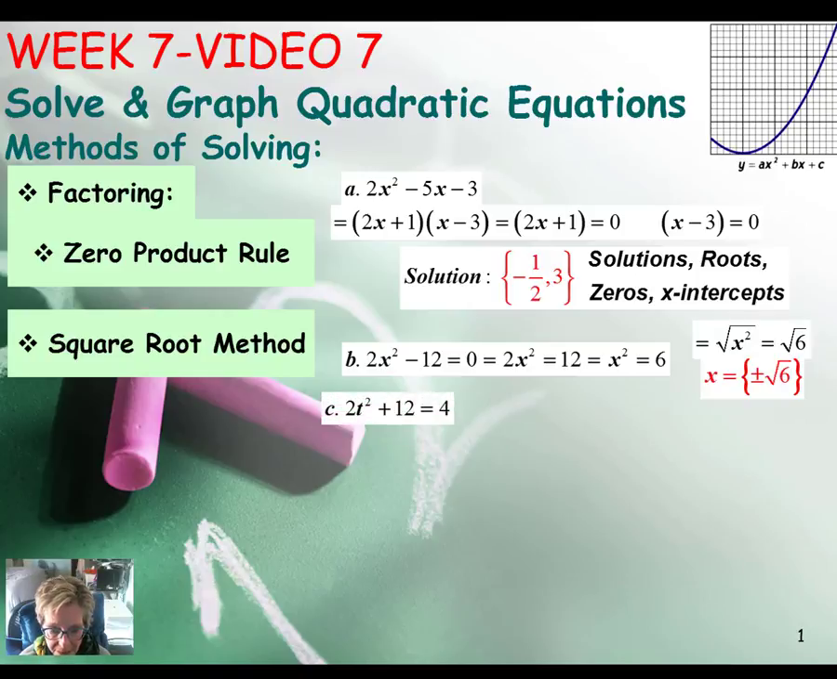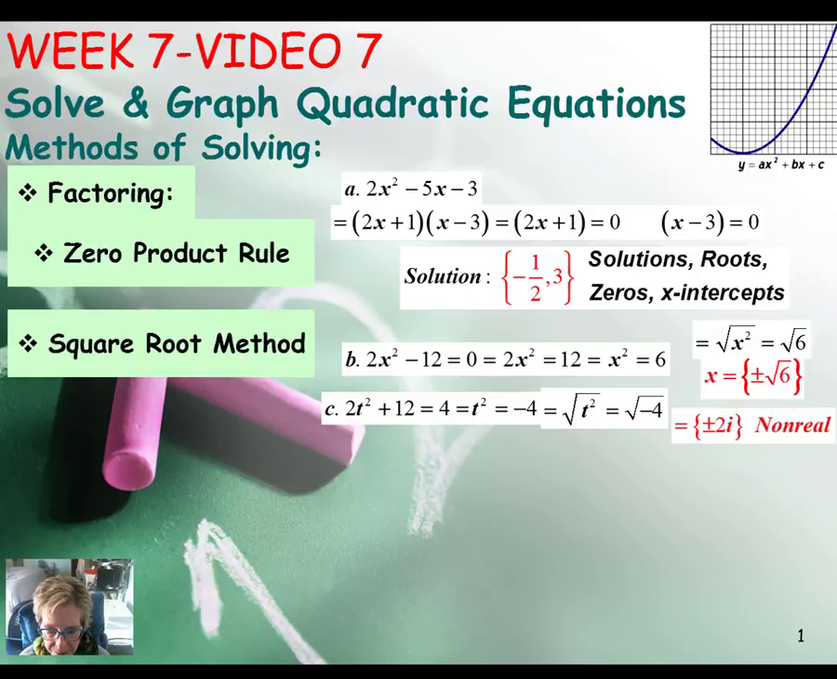Our next example is 2t squared plus 12 equals 4. The first step is to isolate the t squared on the left-hand side and divide by 2. I skipped a couple steps there. I hope you're okay. I'm taking the square root of both sides. That gives me the answers of plus or minus 2i.